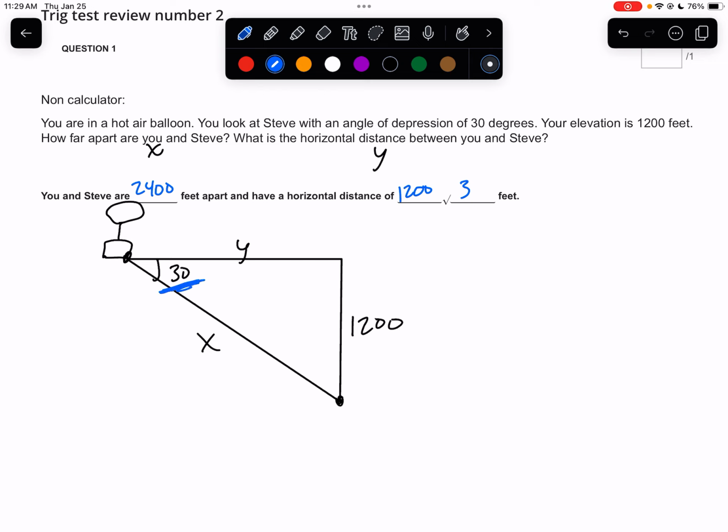So this is the short leg. This is 1, root 3, 2. We have the short leg is 1,200. That means the long leg would be 1,200 root 3, and the hypotenuse would be 2,400, right? Times root 3 times 2 to the short leg. And there's our answers.